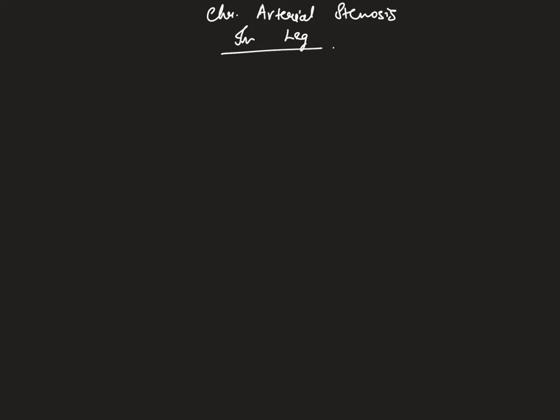So this video will be about chronic arterial stenosis in the leg. Let's have a look at what are the features of chronic arterial stenosis in the leg. The first and foremost and the most important is intermittent claudication.